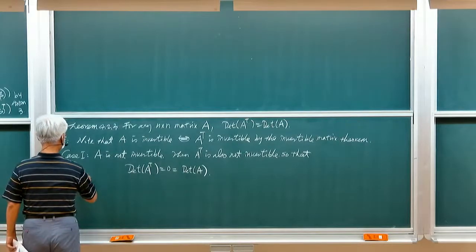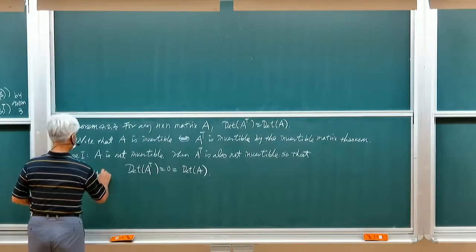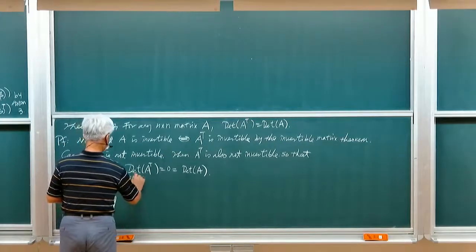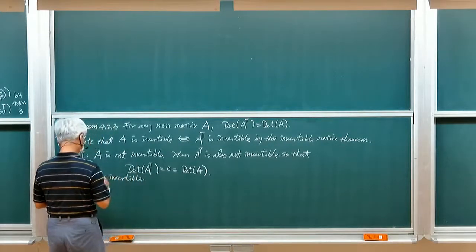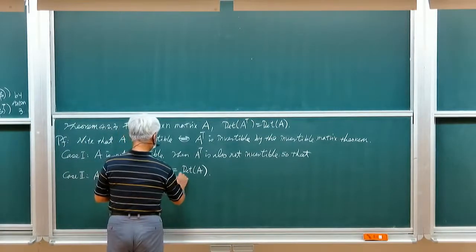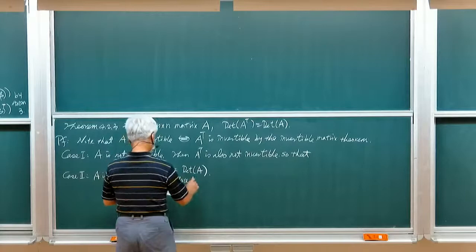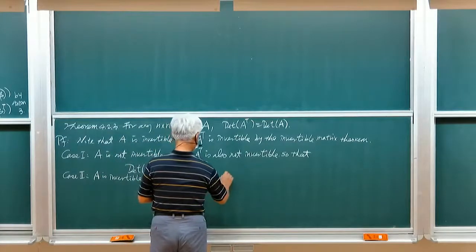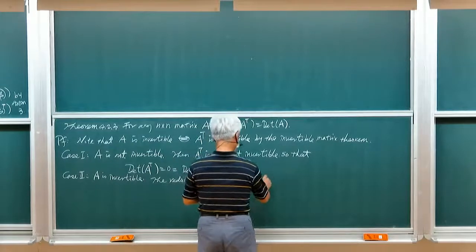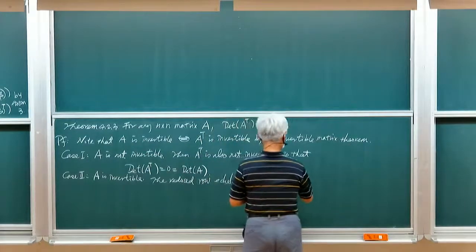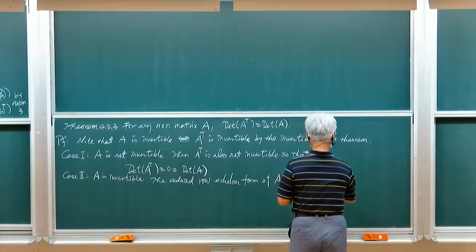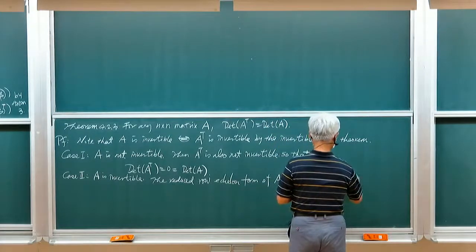Case number 2, A is invertible. Okay, so the reduced row echelon form of A is the identity matrix, again by the invertible matrix theorem.